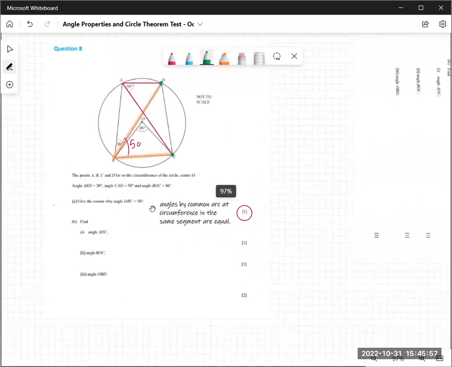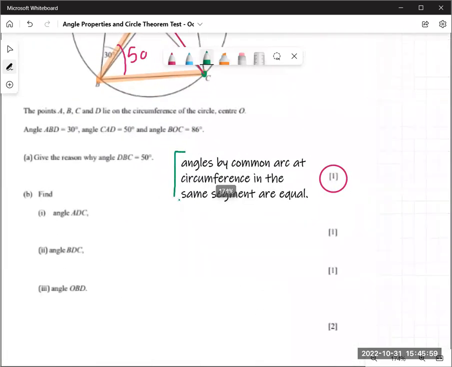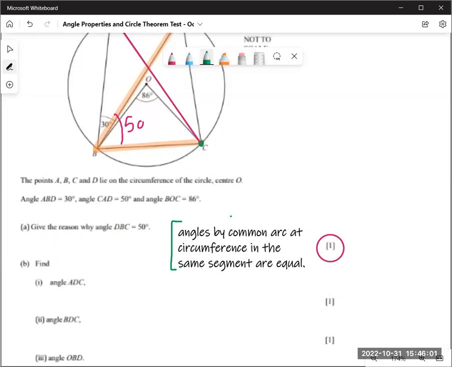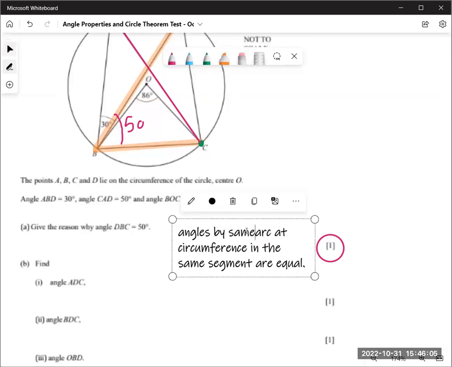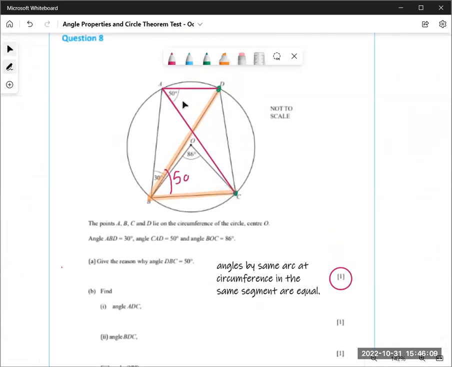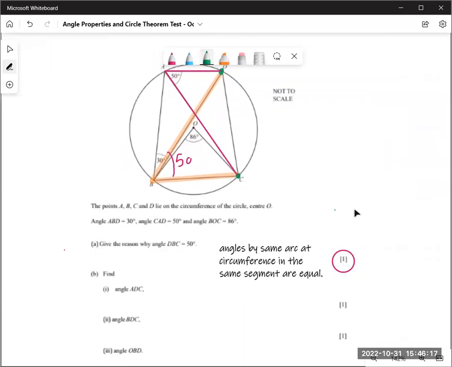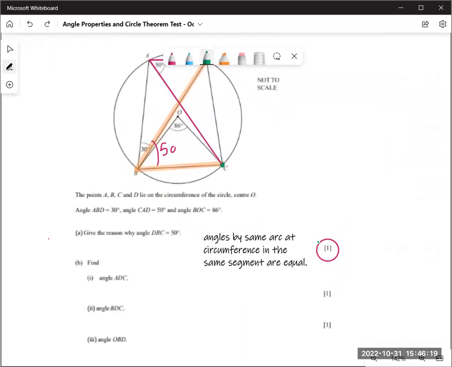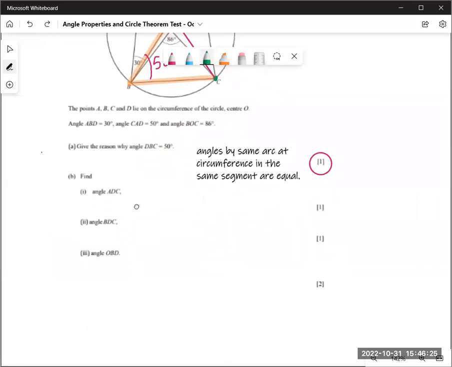Now, Safa, read the answer. Angles by common arc at circumference in the same segment are equal. So they have a common arc and they are at the circumference in the same segment, so angles by the same arc at the circumference in the same segment are equal always. Now, any questions? No, sir. Let's look at the next one.